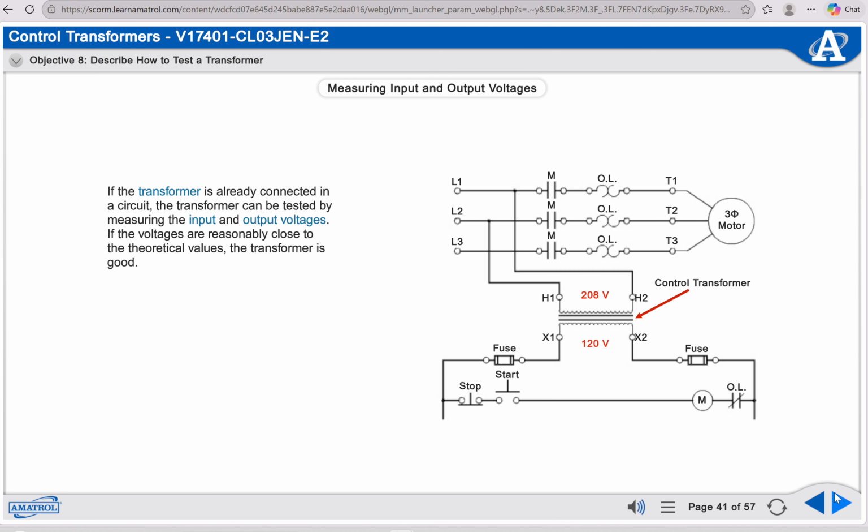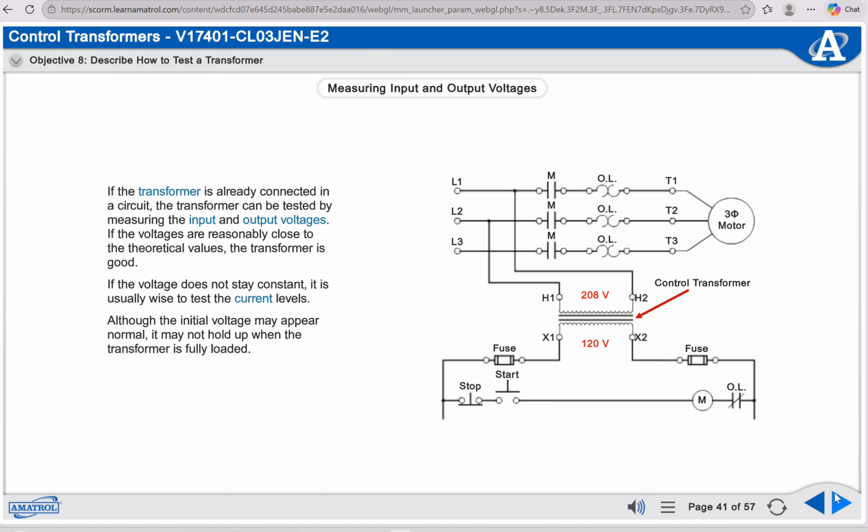If the transformer is already connected in a circuit, the transformer can be tested by measuring the input and output voltages. If the voltages are reasonably close to the theoretical values, the transformer is good. If the voltage does not stay constant, it is usually wise to test the current levels. Although the initial voltage may appear normal, it may not hold up when the transformer is fully loaded.